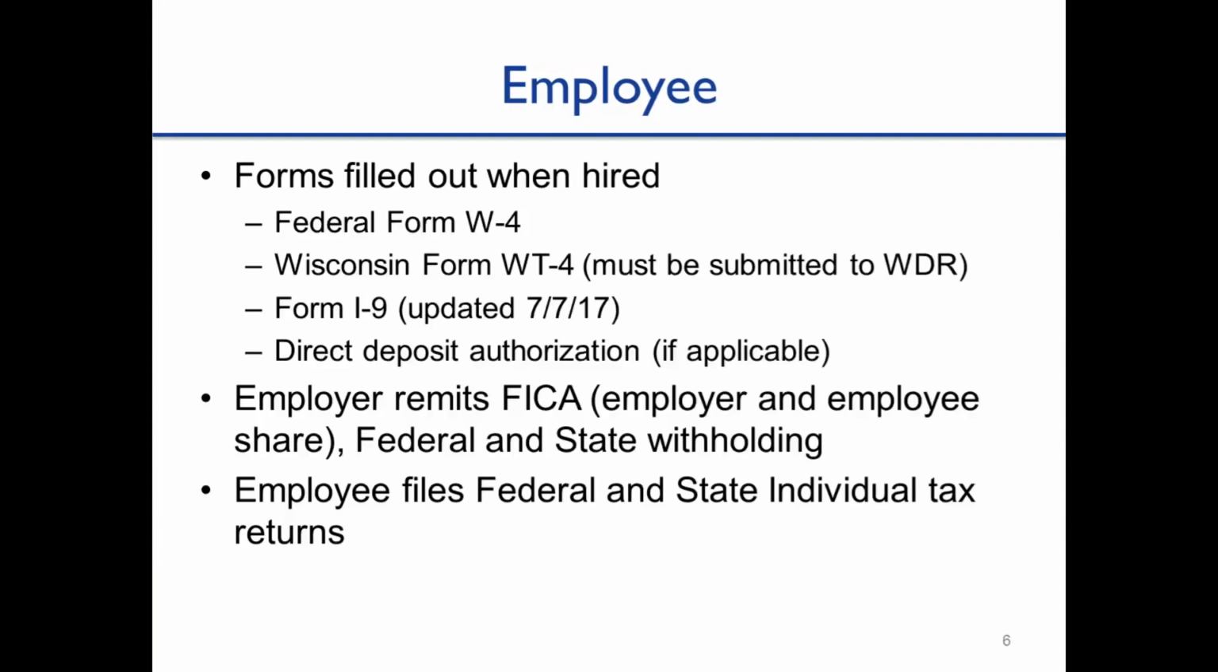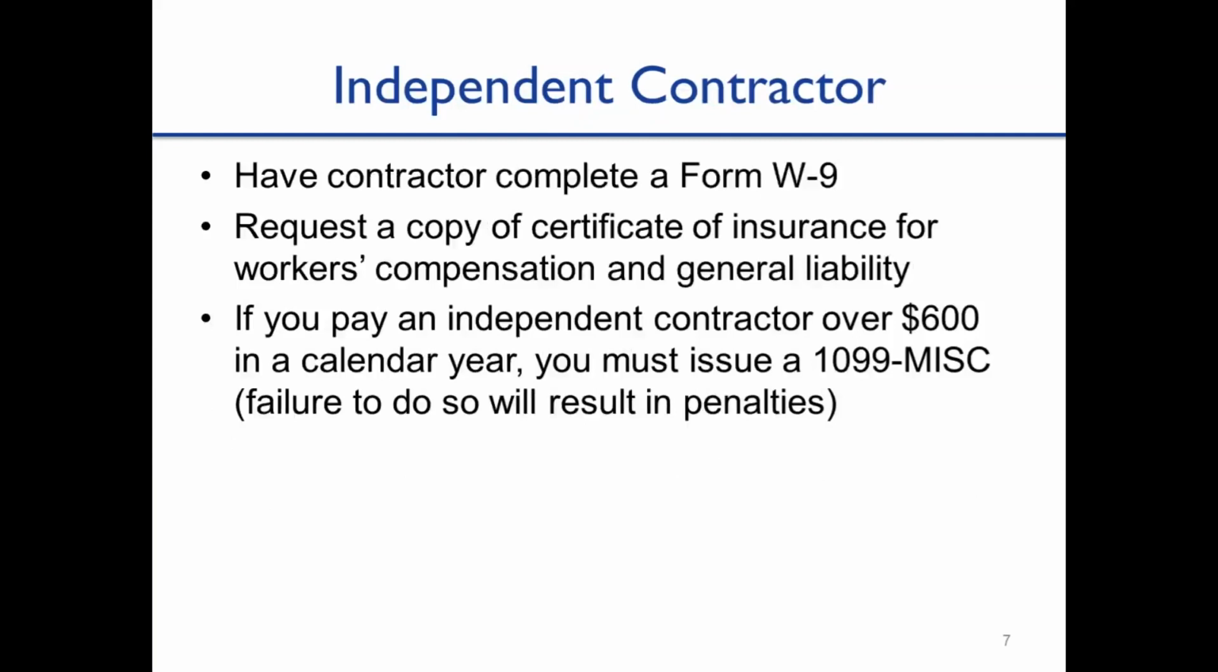I do have links to the forms at the end of the manual. So any of these forms that you need are linked. I have the websites listed. An independent contractor, prior to even paying the independent contractor, you should have them complete a Form W-9. And what that does is it says, okay, here's your independent contractor form. I want your name. I want your federal ID number. I want to know how you file your tax return. So you should have that on file for all of your independent contractors.